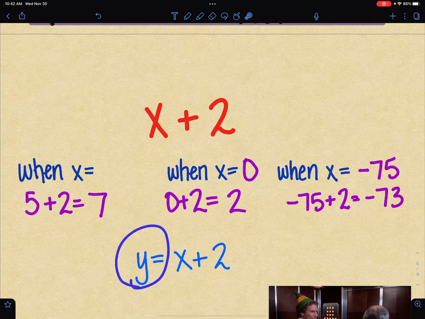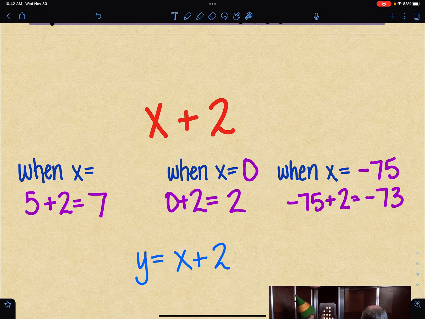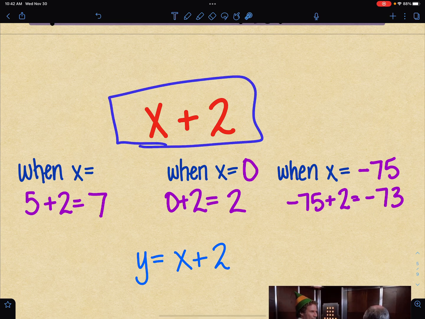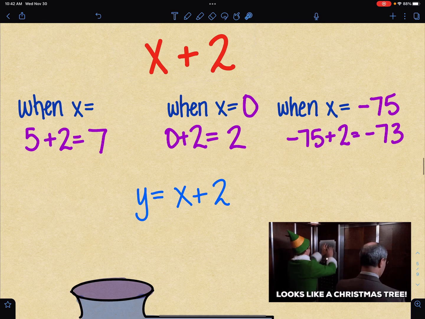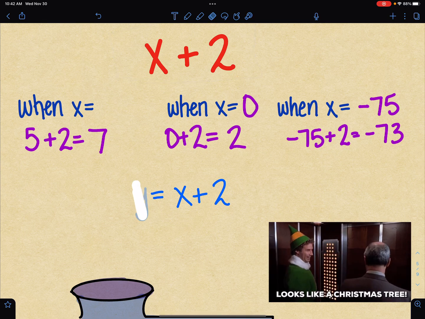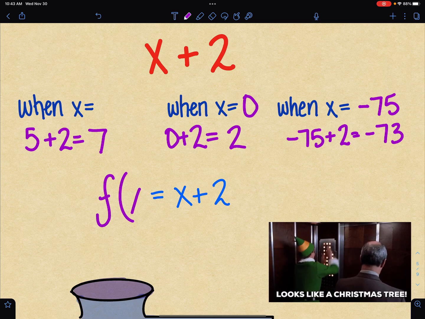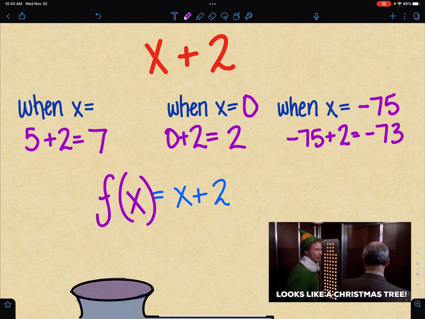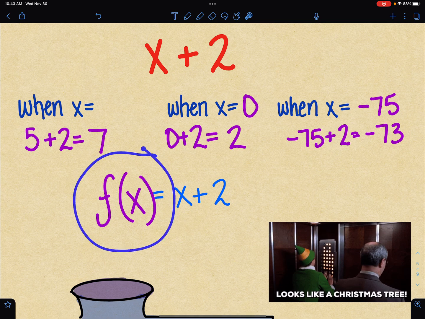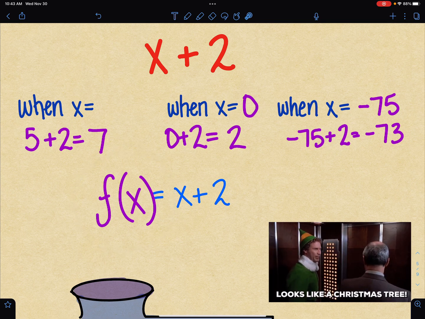You could say it as y, but mathematicians have decided that instead of y, we're going to say that this whole thing is a function of x. And when you choose to put in something for x, that means it's a function of x. And instead of y, they call it f of x, or a function of x.